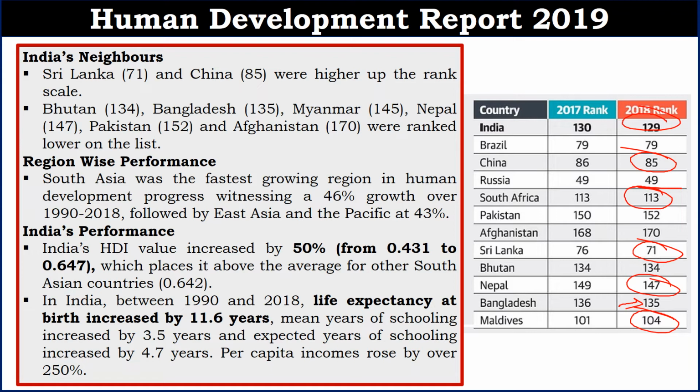Region wise, the South Asia region is the fastest growing region in human development progress. Compared to 1990, this region has improved by approximately 50%. India has also improved in terms of HDI. In 1990, we had HDI 0.431. Now we have 0.647. So this region is improving in many parameters. India has improved, like in life expectancy, which has increased by 11.6 years. In terms of overall schooling, India has also improved. In terms of per capita income, India has improved by 250% between this period. So this is very important. You can remember all the facts.